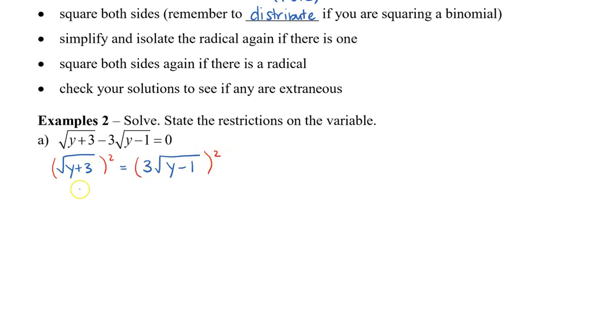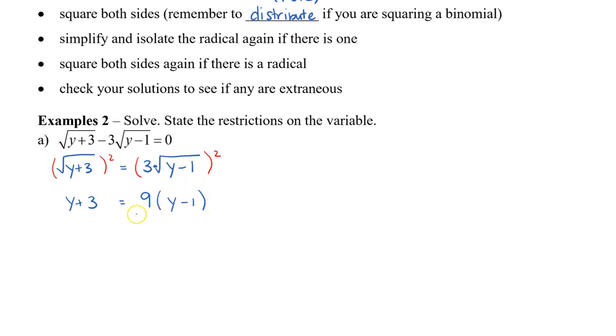Okay, so when I square the left, I get y plus 3. When I square the right side, remember we have each of these terms squared. Think of this as there's a multiplication symbol here. So we have 3 squared, which is 9. And then the root y minus 1 is also squared. Now remember that the 3 is multiplied by this entire radical. So therefore, after I've squared it, the 9 has to be multiplied by the entire y minus 1. So please remember to put the brackets around the y minus 1.